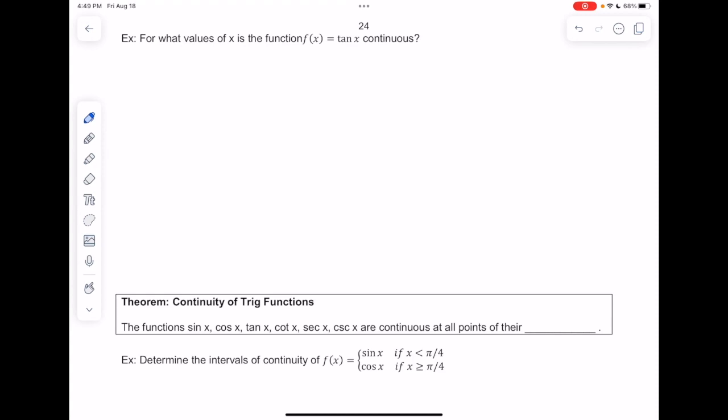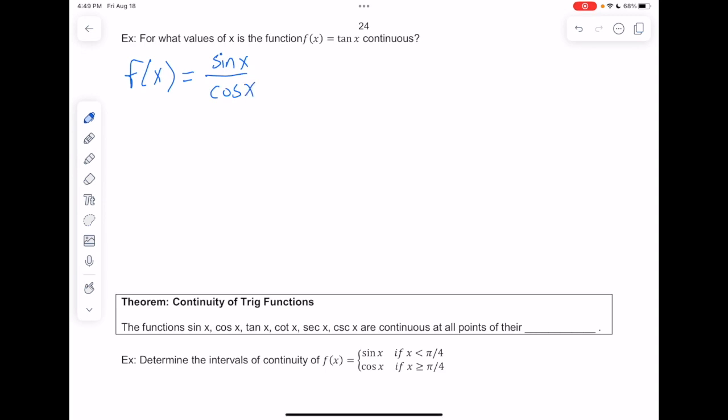All right, let's take what we've been discussing so far and try to apply that to trig functions. For what values of x is the function f of x equals tangent of x continuous? To tackle this, I want to start off by thinking about what tangent of x is. Tangent of x is sine of x over cosine of x.